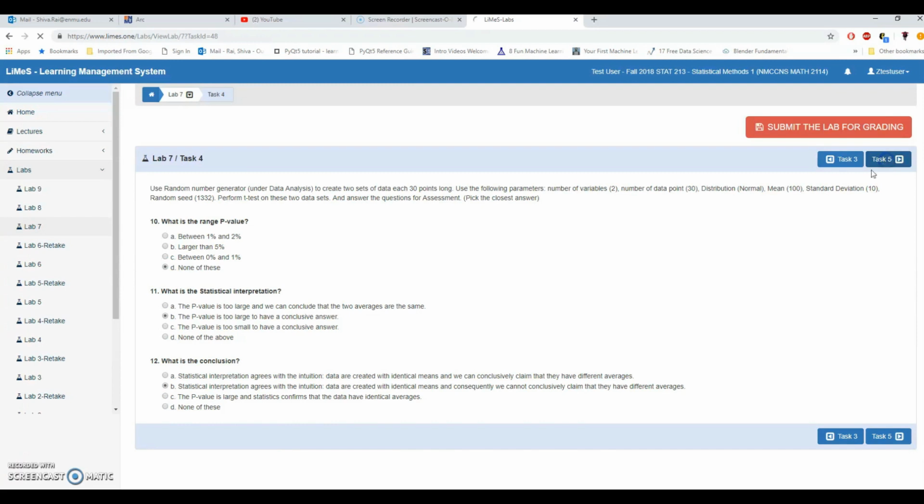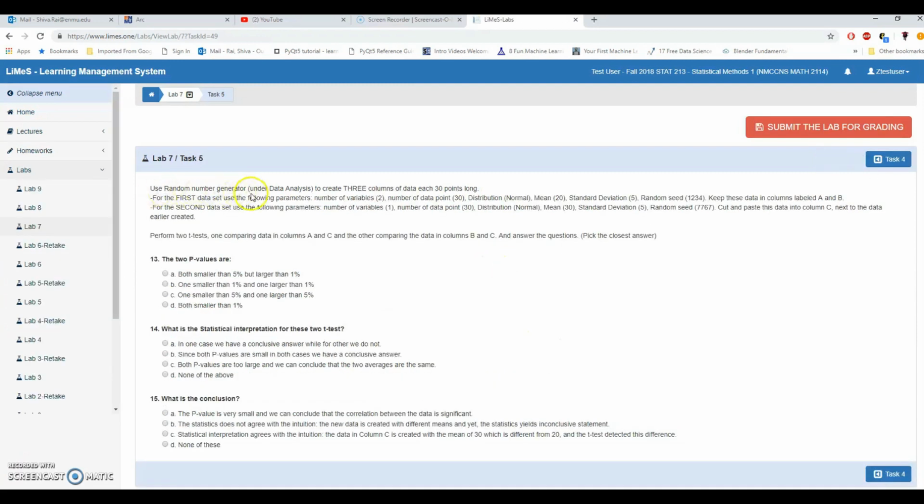Now let's go to task number 5. Use a random number generator. Create 3 columns of data 30 points long. Okay, for the first data set, use the following parameters: number of variables 2, number of data points 30, distribution normal, and mean is 20, standard deviation is 5, random seed is 1 2 3 4.